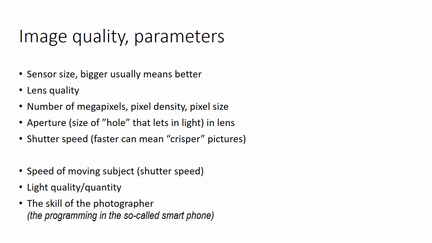And again, the quantity and quality of light can influence image quality. And then finally, the skill of the photographer or the videographer. When we have a smartphone, of course, it's the programming in the first instance, and then maybe in the second instance, the photographer him or herself.